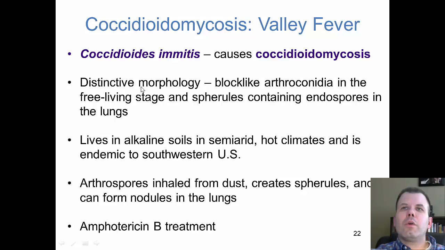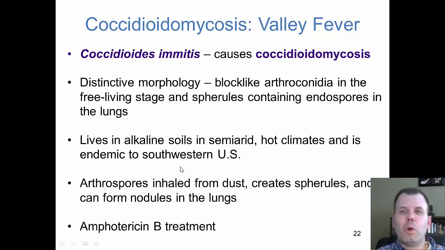Okay, now another one is coccidioidomycosis, which is known as valley fever. And again, it causes this coccidioidomycosis, big and lovely word here. It has distinctive morphology, block-like arthroconidia in the free-living stage, and spherules containing endospores in the lungs. Likes to live in alkaline soils of semi-arid hot climates and is endemic to the southwestern United States.